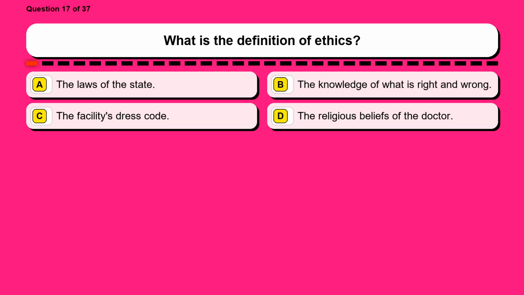Question 17. What is the definition of ethics? Option A, the laws of the state. Option B, the knowledge of what is right and wrong. Option C, the facility's dress code. Option D, the religious beliefs of the doctor.